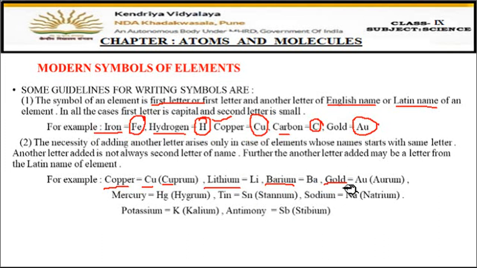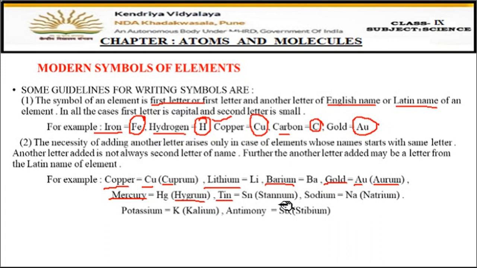For gold, now gold is the English name, but the Latin name is aurum. So Au, first two letters are the symbols. Okay, but for mercury, you can see here the Latin name for mercury is hydrargyrum, but the first two letters are Hy, but Hy is not the symbol for mercury, it is Hg. So in many cases first two letters are used as symbol, or the first letter and any one of the letters from the middle can also be used for symbol, right?